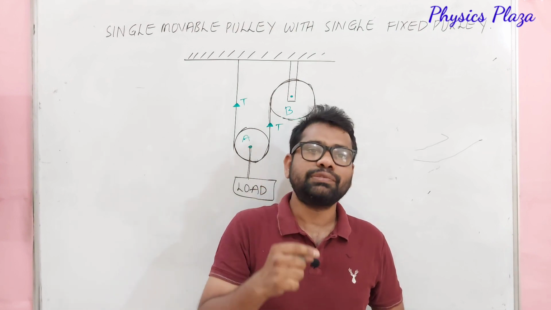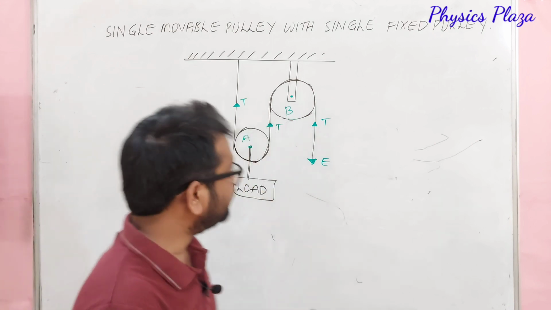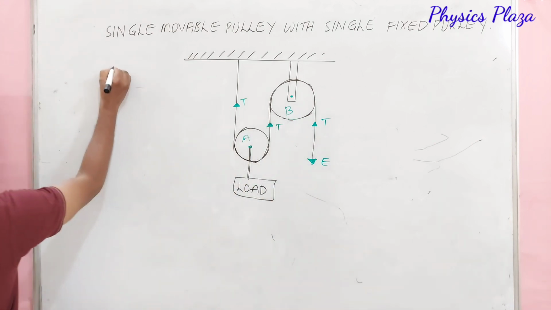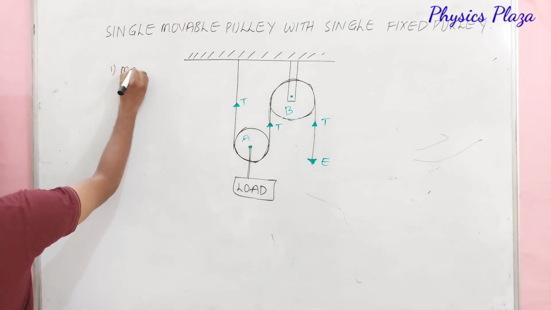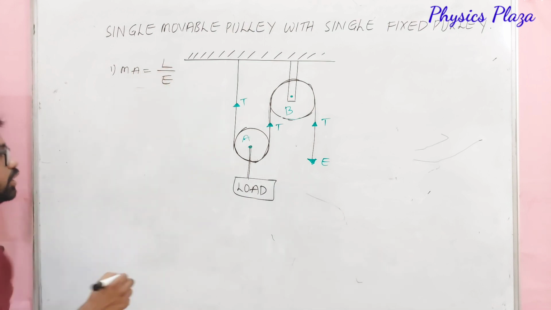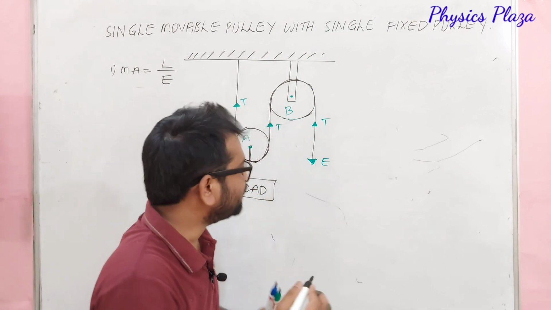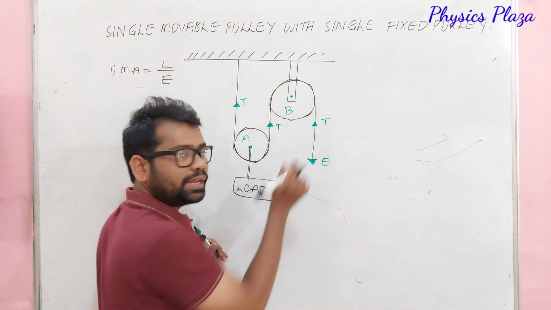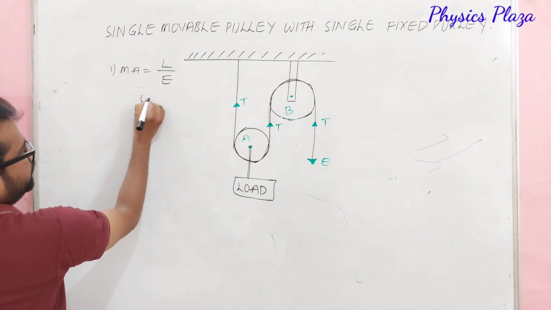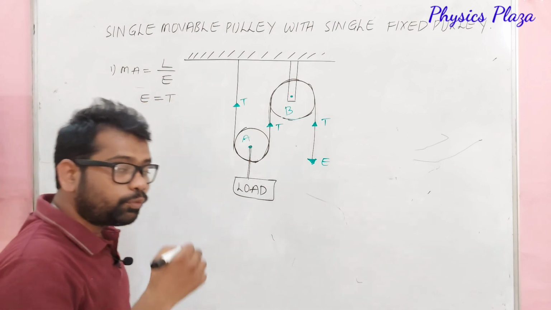If you want to calculate that, first we need to know what is the effort and what is the load in this case. Children, first let us calculate mechanical advantage. Mechanical advantage is equal to load by effort. Children, we will always talk in the case of equilibrium condition only. In equilibrium, effort is balanced by tension, so no doubt about this. Effort is equal to tension. That is fine. Then what about load?